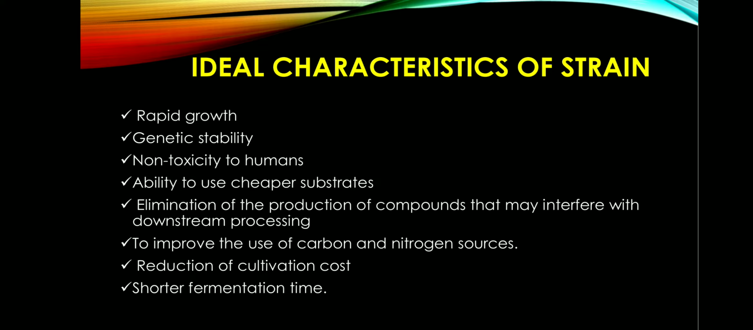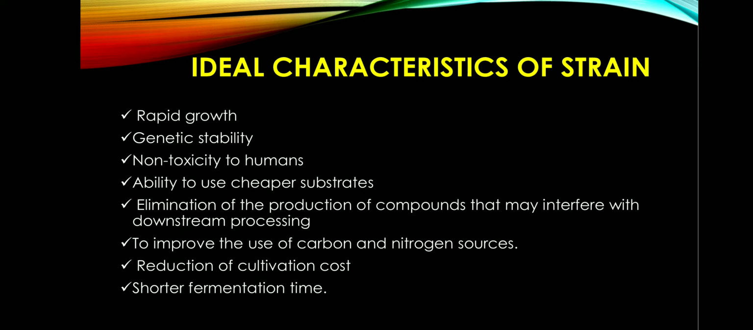It should not be toxic to any human beings or animals, and the strain should be able to grow on a very cheap substance or waste materials that are obtained from agriculture or various other industries. So it should be able to grow on a cheaper substance. Then the strain should not produce any unwanted products which may interfere later in the downstream processing. Like when we are going to purify the product, at that time this unwanted product should not interfere with that process. If it interferes, then the purification process will become costlier, which may lead to a loss in the industry.